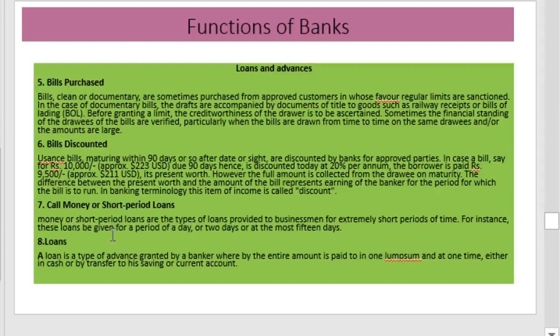And call money or short period loans is the next category. Call money or short period loans are the types of loans provided to businessmen for an extremely short period of time. These loans may be given for a period of a day, 2 days, or most often 15 days. Then the loan is a type of advance granted by a banker where the entire amount is paid in one lump sum and at one time, known as the loan.